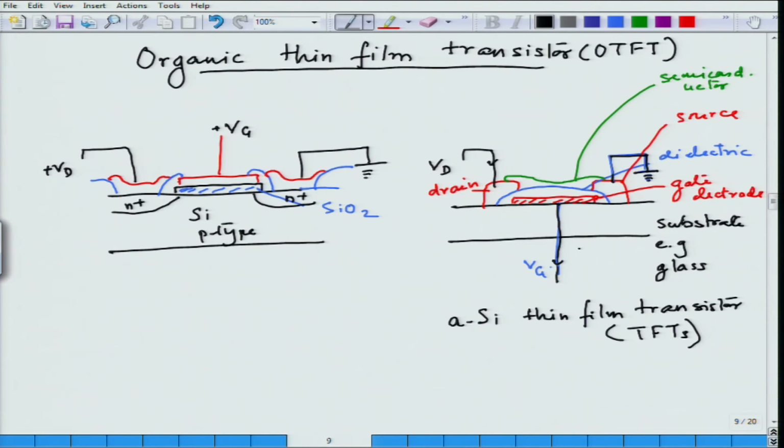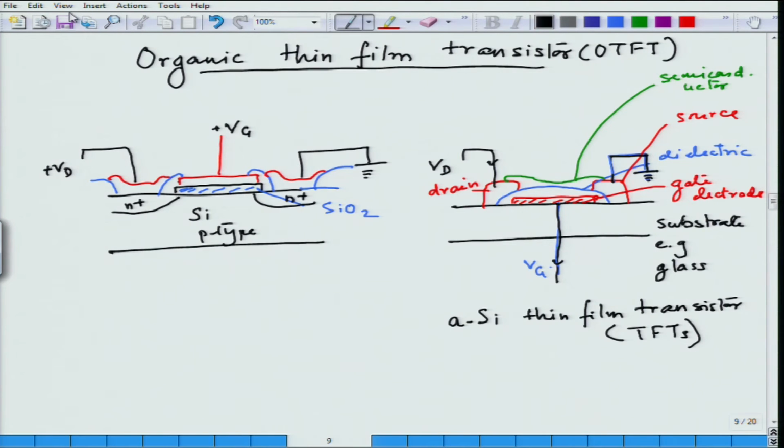This works, in organic works, with a very similar mechanism in which the MOSFET works. The only thing that has happened is I have inverted the structure. Now, the gate is at the bottom and source and drain are at the top, and the semiconductor is at the top. So, if I now change this semiconductor to an organic semiconductor, I will have an OTFT. So, let me show you some examples of OTFT structure.